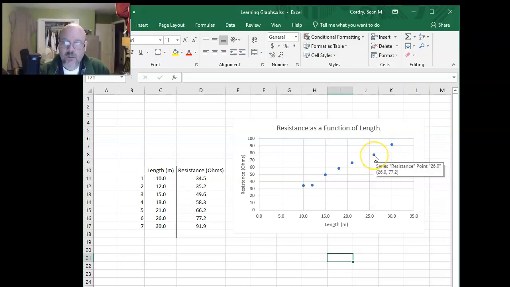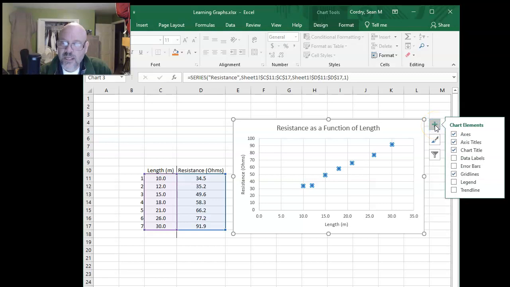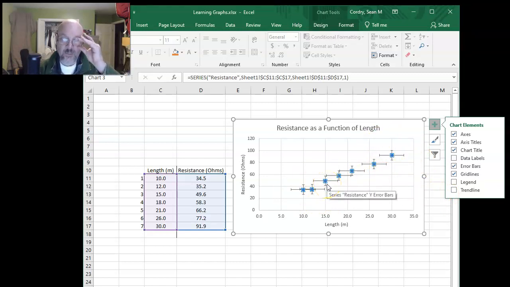First I want to click on this, and then I want to add error bars here. Add some error bars, just like that. Now, it just put these on here. We have no idea where the size of these came from.